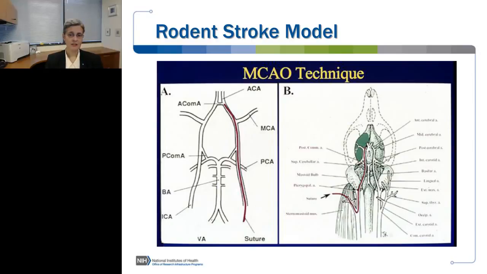This slide depicts a commonly used rodent model of stroke, the middle cerebral artery occlusion, or MCAO model. In this model, the middle cerebral artery, which is shown here, is occluded by passing a filament up through the common carotid artery to the internal carotid artery, the circle of Willis, until it reaches the point of origin of the middle cerebral artery. And in this way, we can cause either permanent or temporary blockage of this artery and study the outcomes.